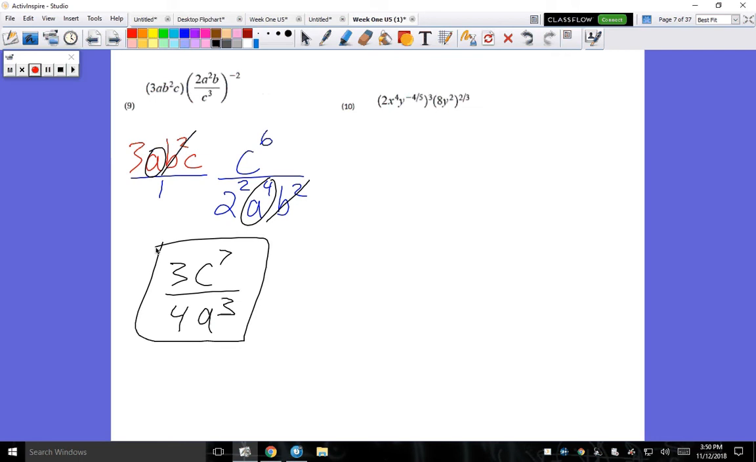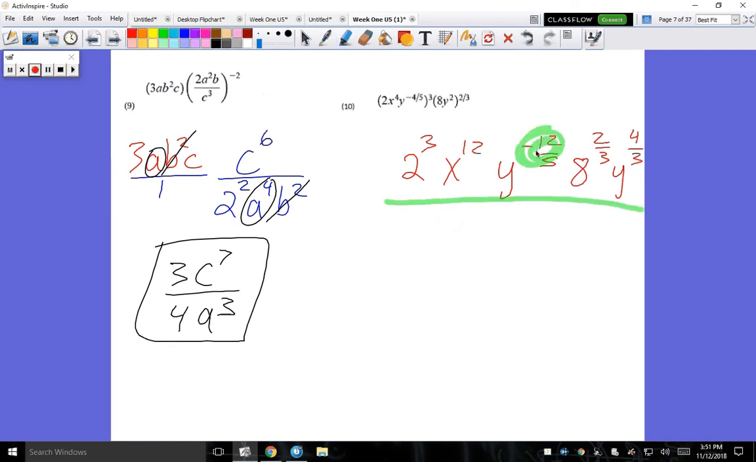Last and not least, we have the following. 2 to the 3rd, x to the 12th, y to the negative 12 over 5. Then we have 8 to the 2/3. Oops, what am I doing? 8 to the 2/3 is in the numerator, not the denominator. And then we have y to the 4/3. Okay? The only one that's going to move is this negative power. And when it moves, it will become y to the 12/5 on bottom.